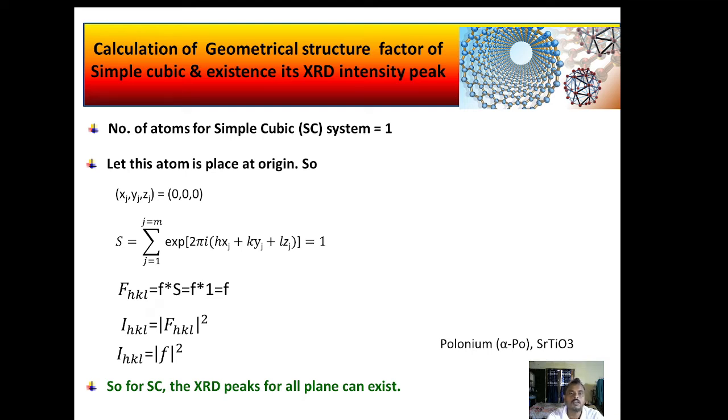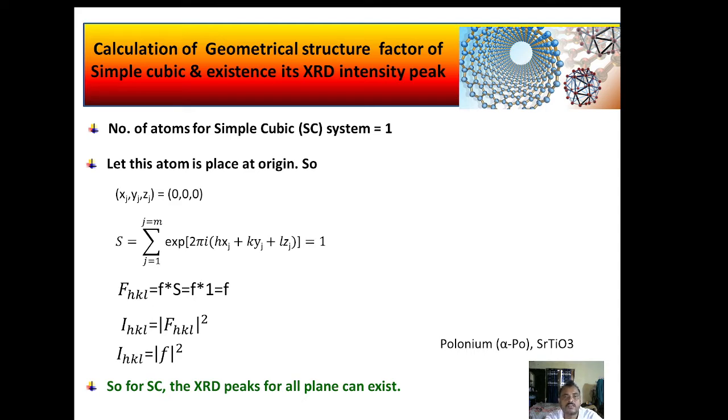Good day. Today we are going to discuss the calculation related to the geometrical structure factor. First of all, I will start the calculation for the simple cubic structure or simple cubic unit cell. Then we will see what type of XRD pattern can be there, because the geometrical structure factor, the square of that, can give us the XRD intensity peak.